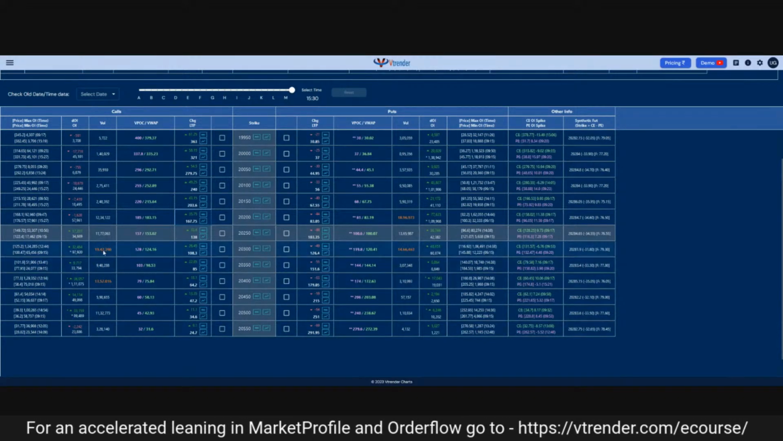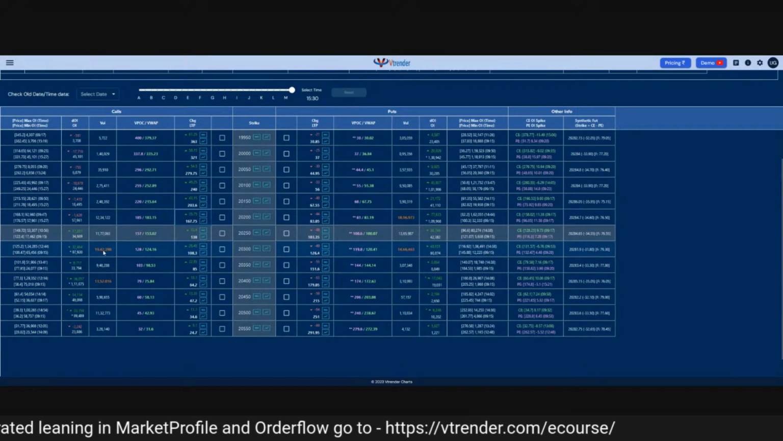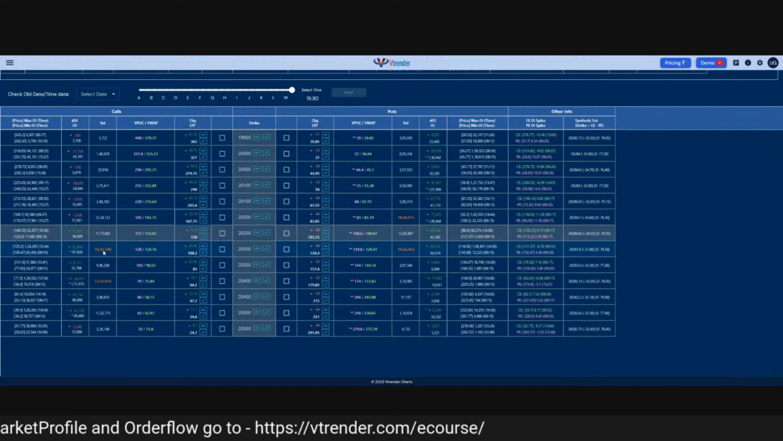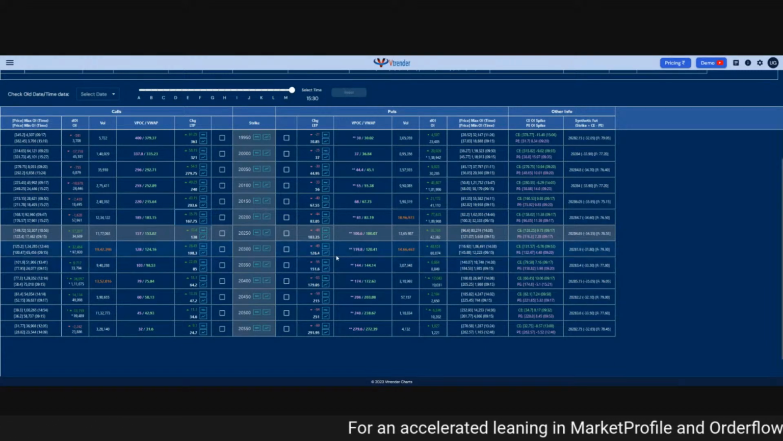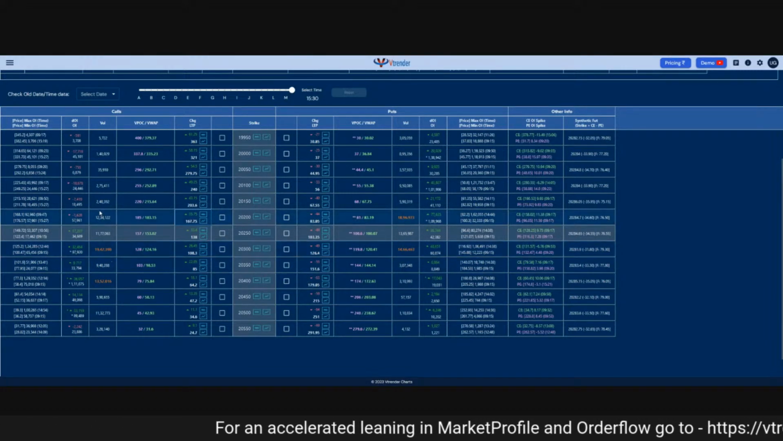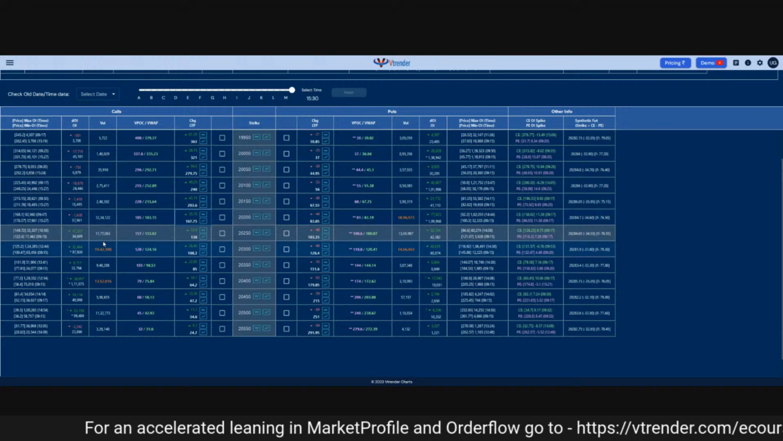We also have these volumes marked in orange for some strikes, and those strikes show us that they are attracting the highest volumes of the day. So whenever you are looking to trade, you would want to trade one of these strikes where you have got good volumes, which means good liquidity.